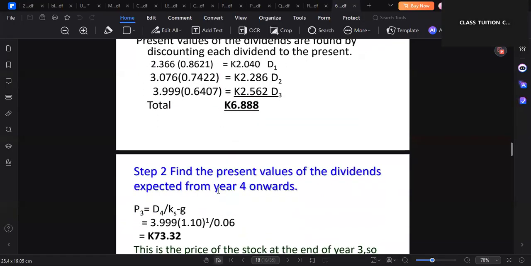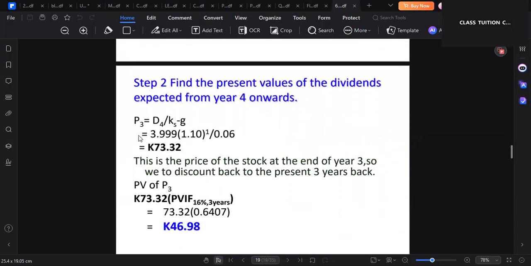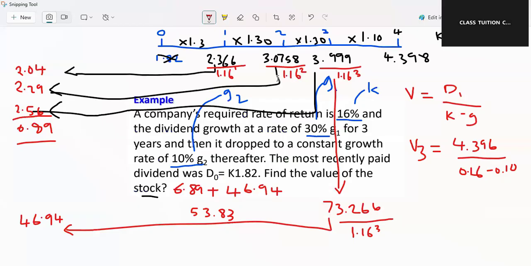Then we went to phase 2 to find the present value as at year 3. So we have to find dividend in year 4 over K minus G. So the dividend in year 4 was what? 3.99, K minus G. So we needed to multiply this 3.99 times 1.10 because it was helping us calculate the value for D4. But from here, this is 3.99. To go to D4, we just multiply times 1.10 to go into here. So this is how we found the 4.39 to start with.